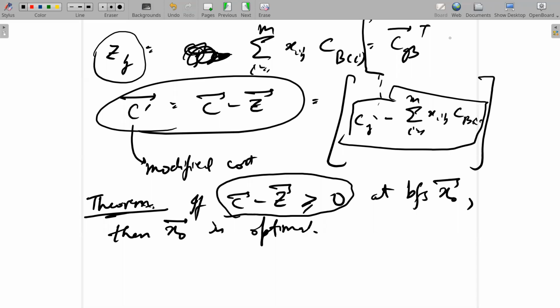X was the tableau, right? So you are multiplying this with the jth column. Now this is nothing but you first multiply this row vector with the matrix X, which is an m by n matrix, and then take the jth column. There is no difference.